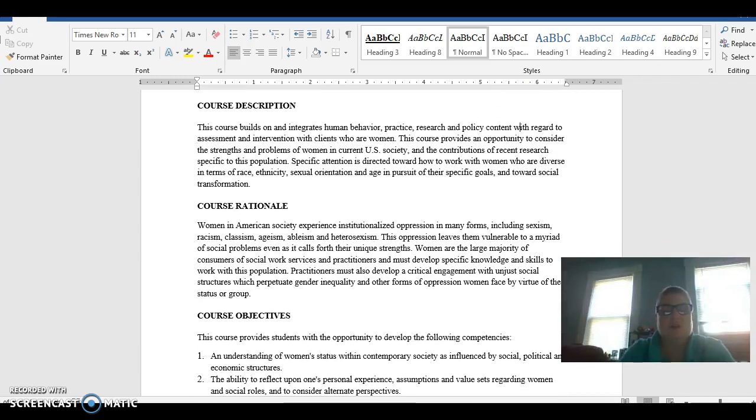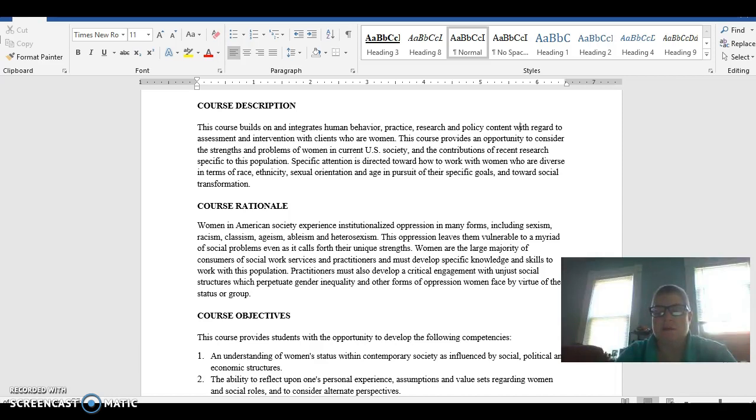Course description. This course builds on and integrates human behavior, research, policy, practice, all of your other courses. Now, I know that some of you are coming to this course from various times of your curriculum. Hopefully, though, you've had at least the human behavior class and the first policy course. If you've had research, that's great. And if you've had some of the practice courses, that's helpful, but not necessary. Basically, though, this course ties in everything else.